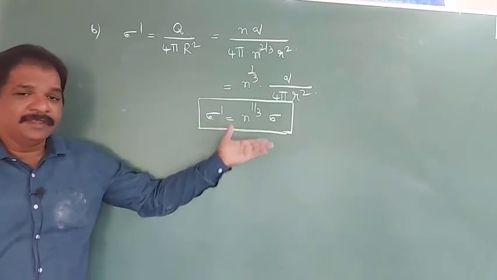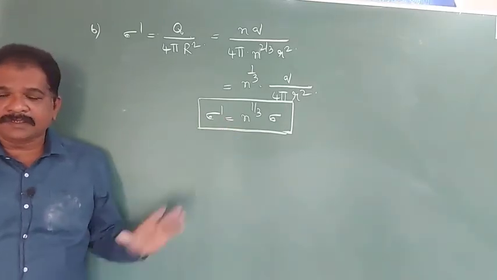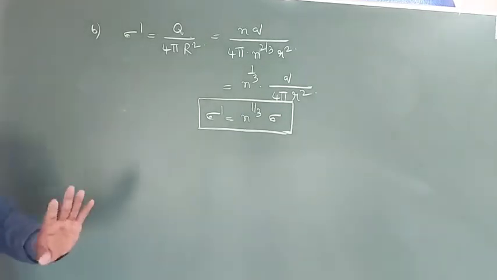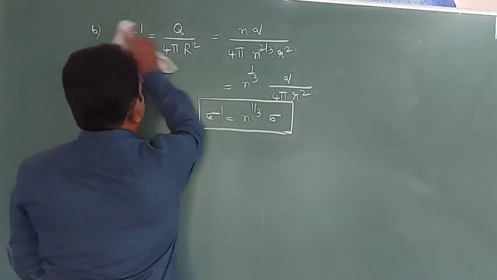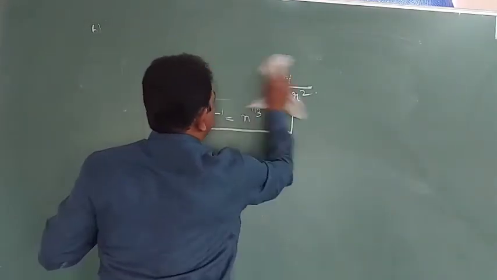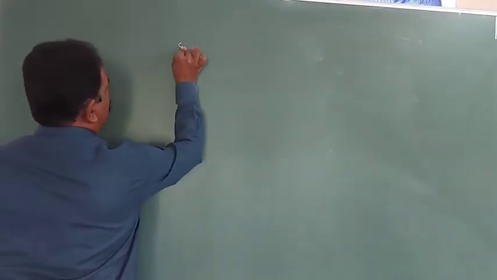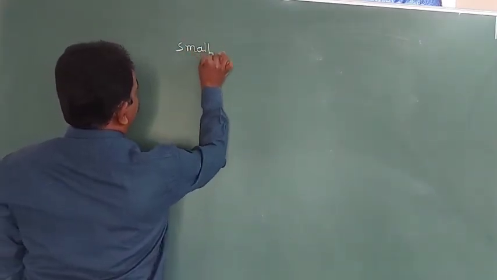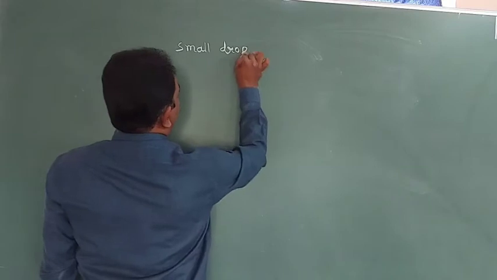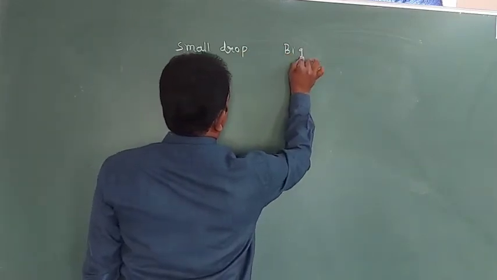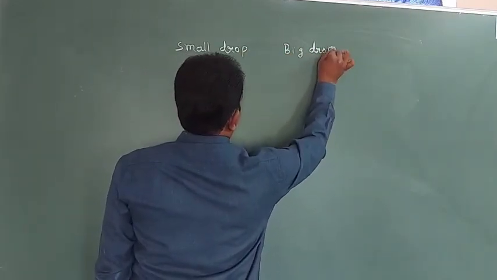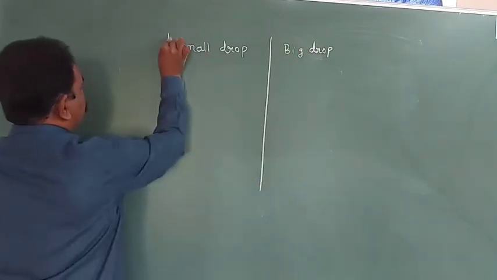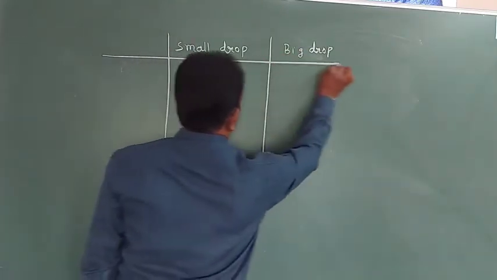Okay. Like this we will get the relations. Draw this table, then you will get a clear idea about this. What table you have to draw means: small drop, big drop. Okay, one by one all points we will write.